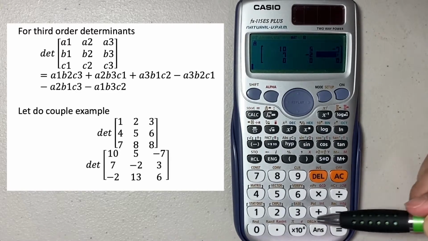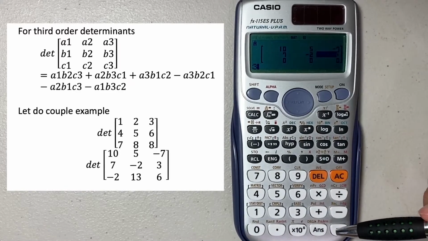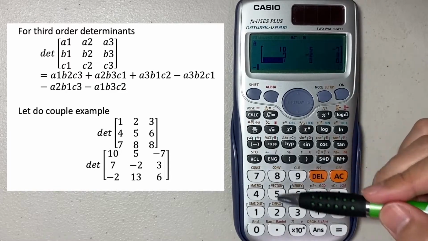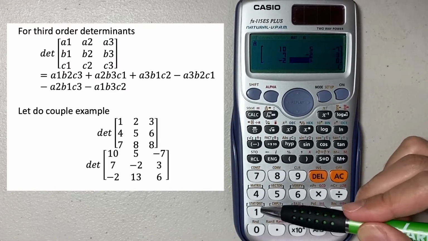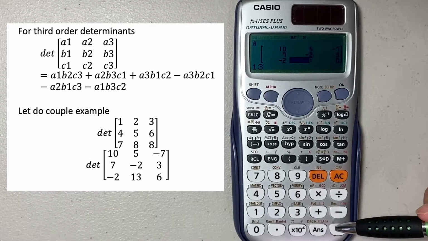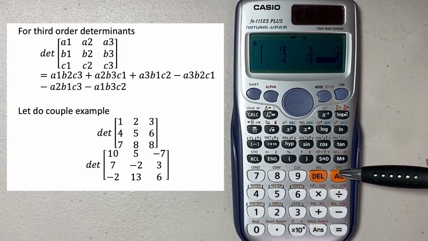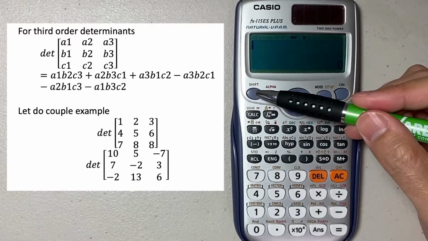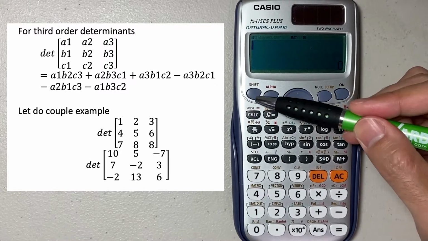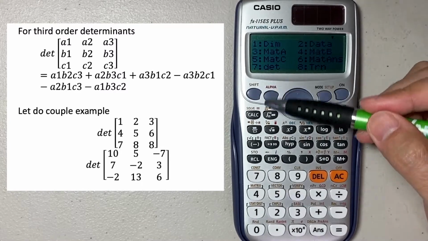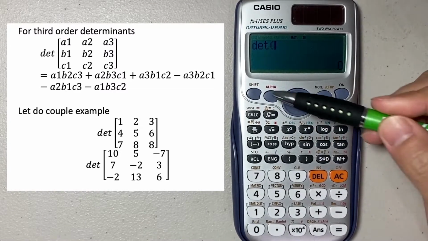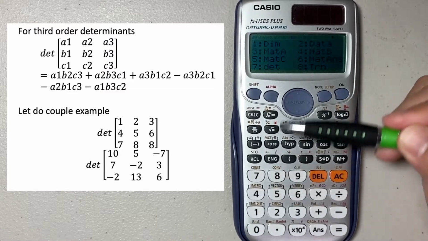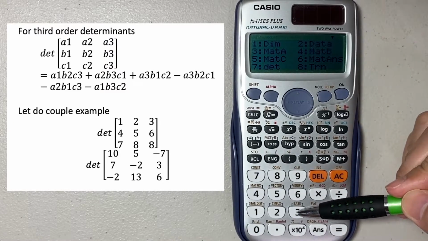Oops, just delete the wrong one. 3, and then -2, 13, and 6. So here you're going to make sure you save it. And then we now go to find the determinant of this 3 by 3 matrix. Go to shift 4, number 7, determinant of the matrix A.